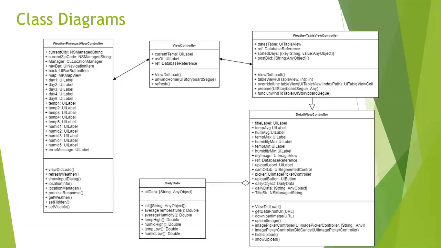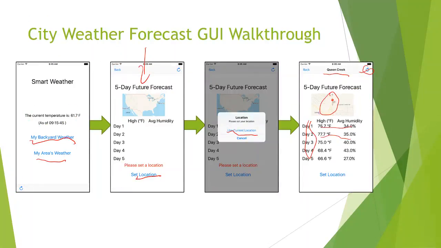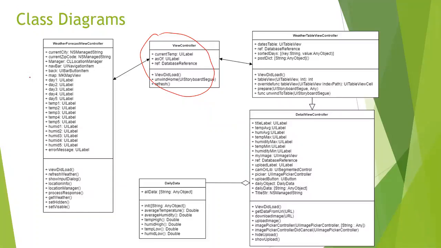So here are my class diagrams. We have this main view controller here, which, looking back at the GUI, you can see that's what this is representing. So you've got this UI label here, which just displays the current temperature. Then this label gives you the most recent update. And here your reference is for the actual database reference.